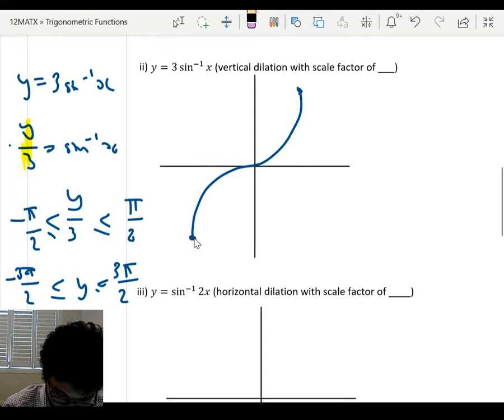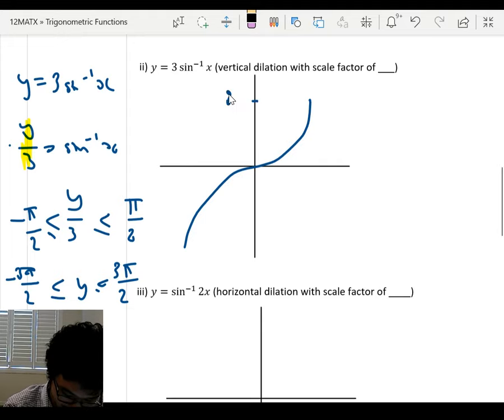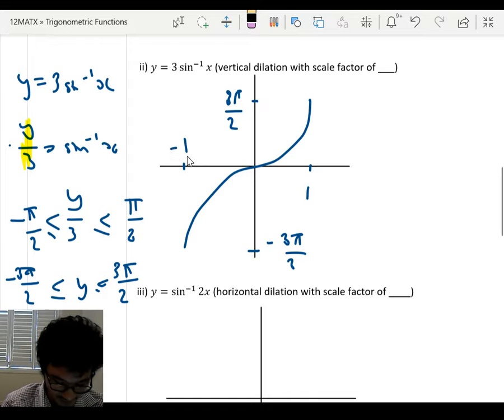Probably did that curve a bit too intense. Let's go and do that again, just for good measure. So what happens when you try and do it in one go? It just kind of doesn't work out. So the only thing you're changing is the range here. And so we just change that guy like so. The domain remains the same there, so it's negative 1 to 1. So you can call that a vertical dilation with a scale factor of 3. Okay.